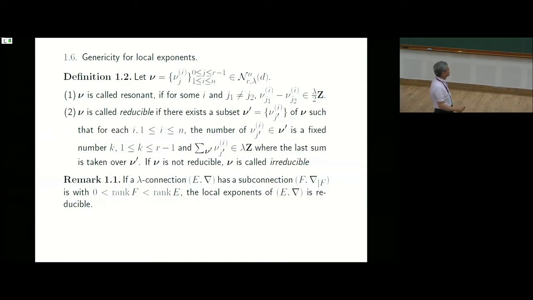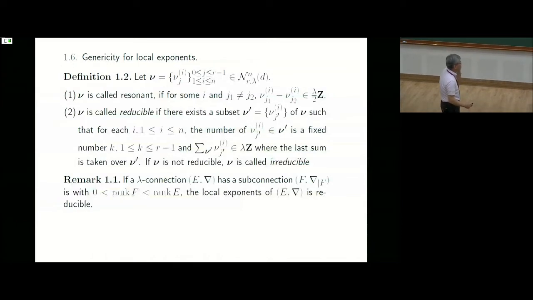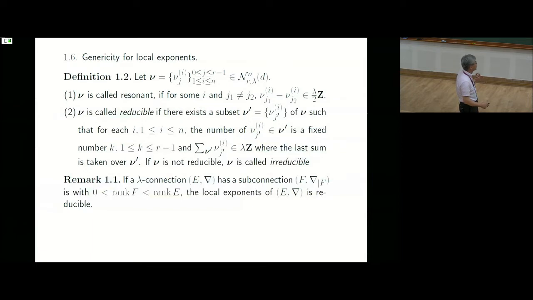So that is one. Nu is called resonant if for some i and j1 and j2, the difference of the two eigenvalues here. So if lambda is one, this means that this is a half integer. And of course, if this is the same, so this is zero, then it is resonant. So if you have multiplicity of the local eigenvalues at some residue matrices, it's called resonant.